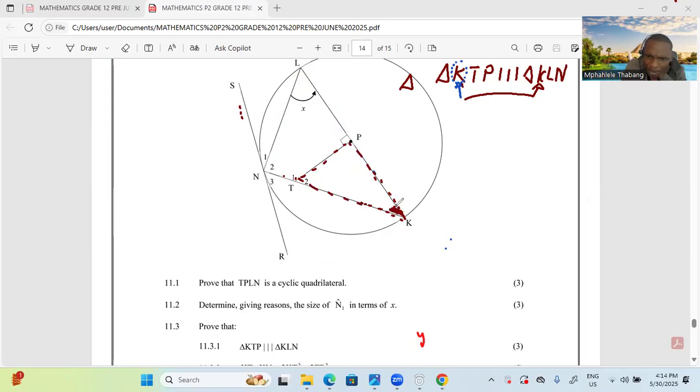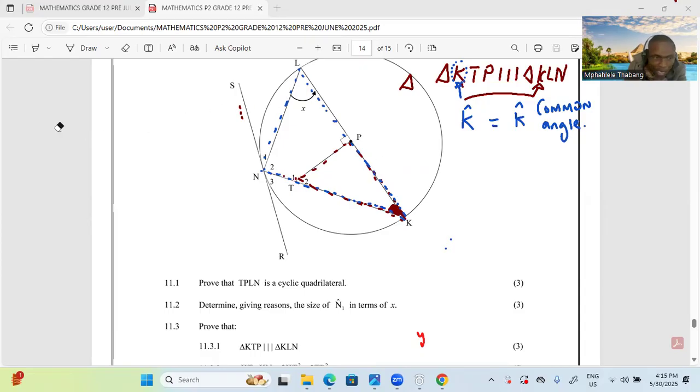This is my angle K. Where is angle K in KLN? In KLN, you notice that this is still the same angle K. So we say the angle K is a common angle. So I will say K from KTP is equal to K from KLN. Don't forget to write the reason: it's a common angle.